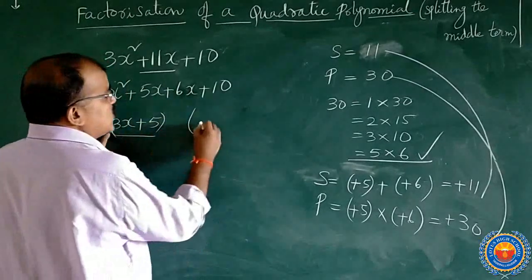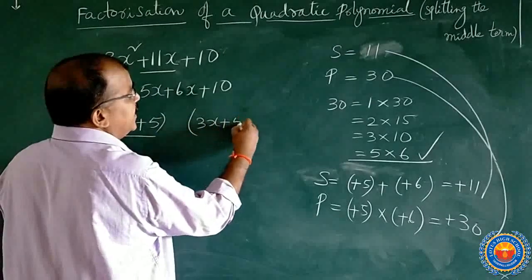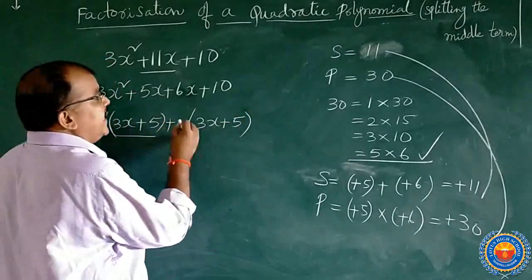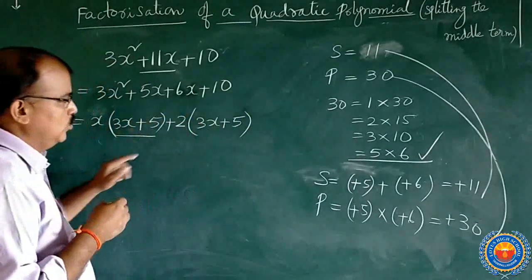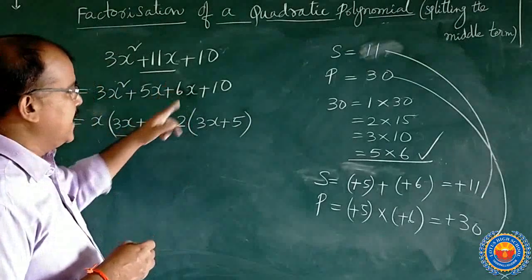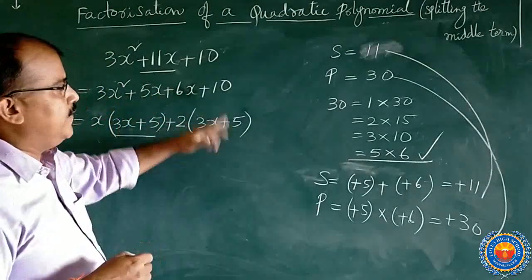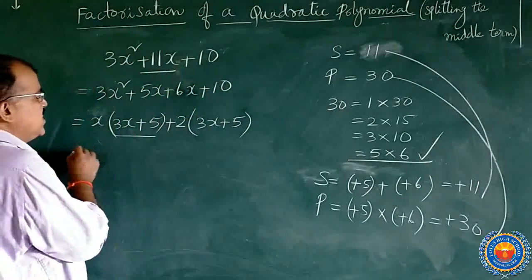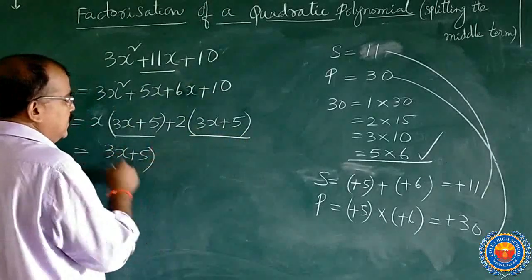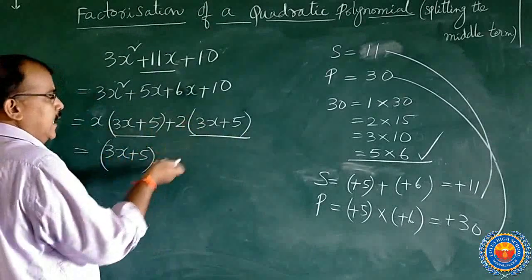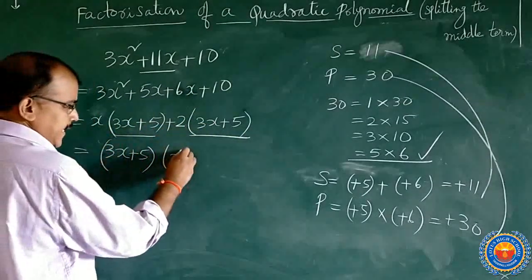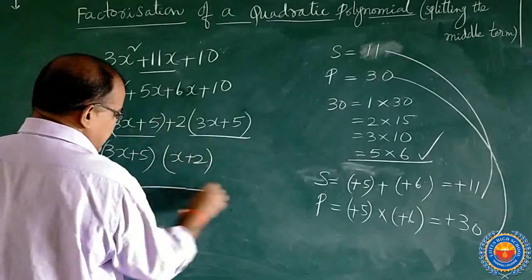Okay, what is here? 3x plus 5. The same thing you copy here, and maybe trial and error. I can take 2, yes, 2. Plus 2 into plus 3x is equal to plus 6x. Plus 2 into plus 5 is equal to plus 10. So which is common? 3x plus 5 is common. Otherwise, directly 3x plus 5 I have written, and x plus 2. This is the answer.